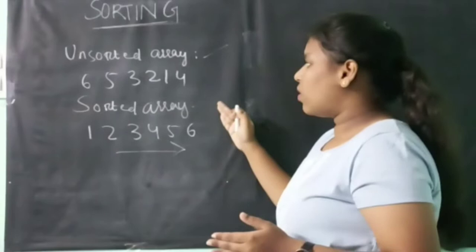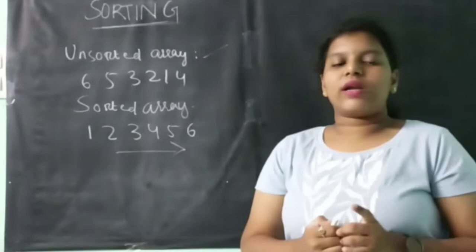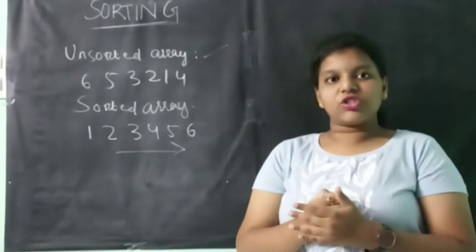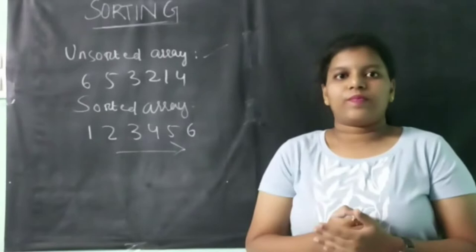Now sorting is of 5 types. The first one is bubble sort. The second one is selection sort. The third one is insertion sort. The fourth one is shell sort. And the fifth one is merge sort. So here I am going to explain the sorting process using bubble sort.